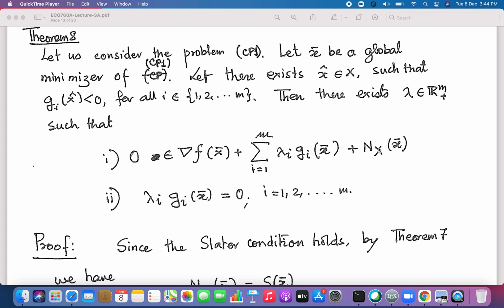And you can immediately understand, suppose I forget this thing, there is no X, or X is R^n, right? And this is nothing. These two conditions, these expressions, actually come from the computation of the normal cone.